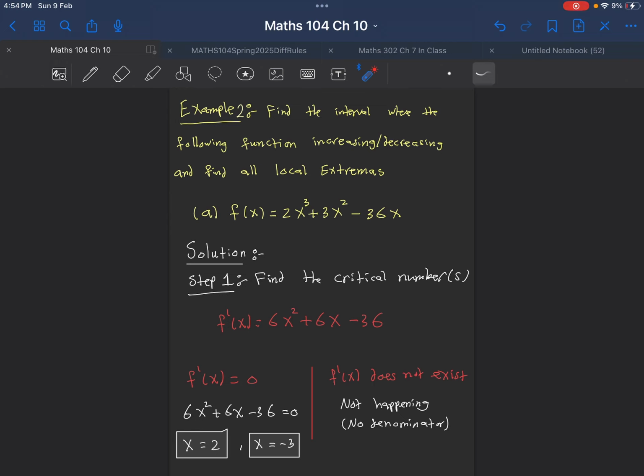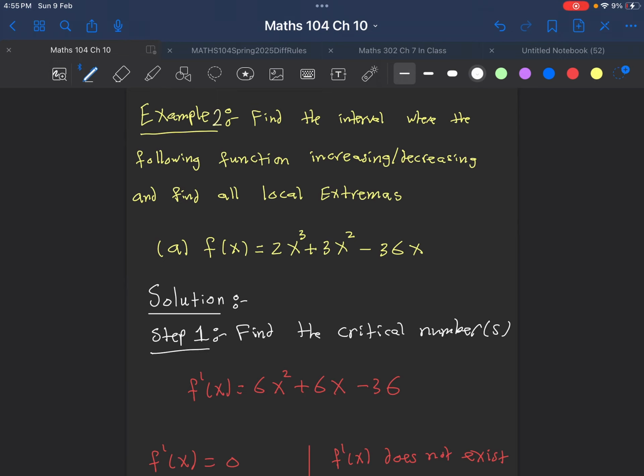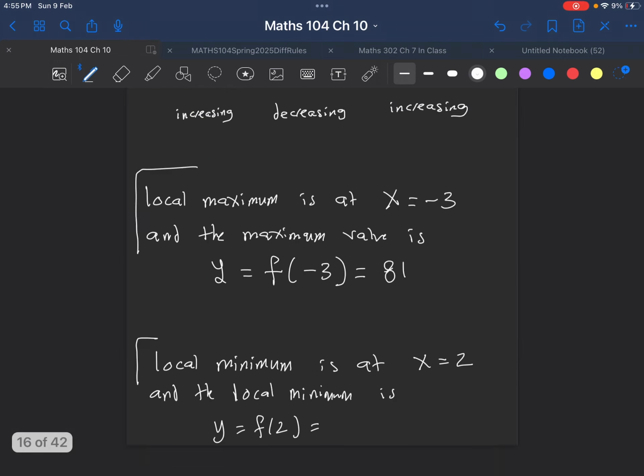Remember, maximum, minimum are the critical numbers. So we don't have so many options, only to see which one of them is maximum or minimum or neither. So at x equal to 2, the local minimum, which is the y value, is y equal f of 2. And now it means we substitute in the original function by 2. So this is the original function. And the answer will be -44.